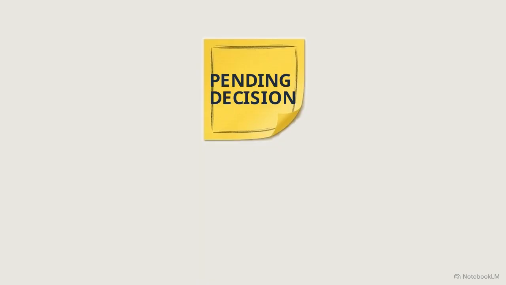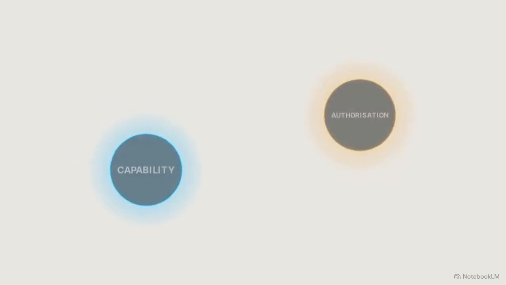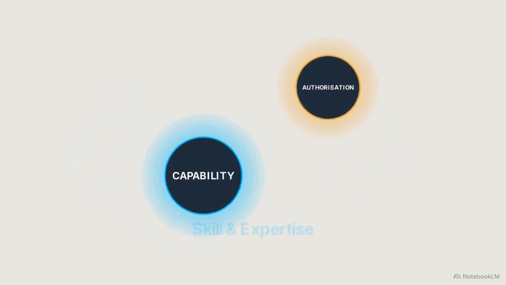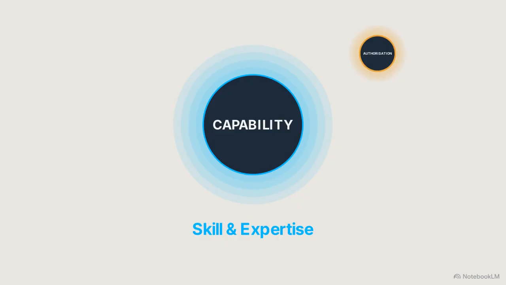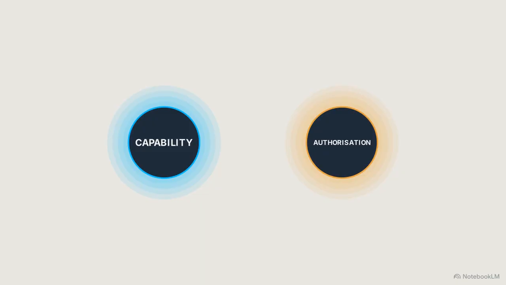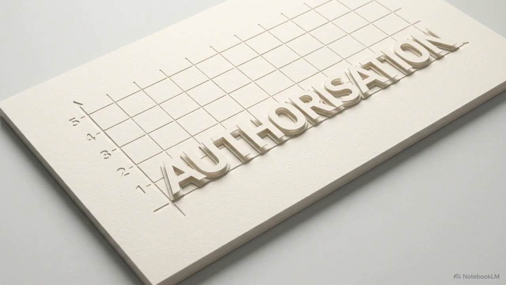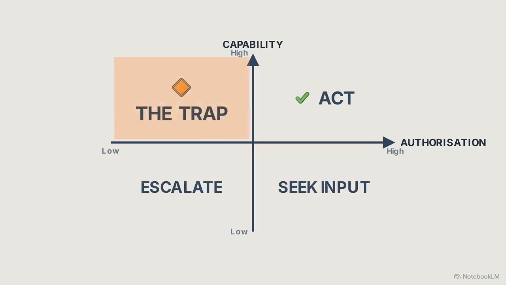Every professional decision you make is governed by two distinct variables: capability and authorization. It is crucial to separate these in your mind. Capability means, I have the skill to do this well. Authorization strictly means, this action is explicitly in my job description and mandate. Now score your current decision from 1 to 5 on the capability scale, and then from 1 to 5 on the authorization scale. Plotting these on a 2x2 grid reveals 4 states.